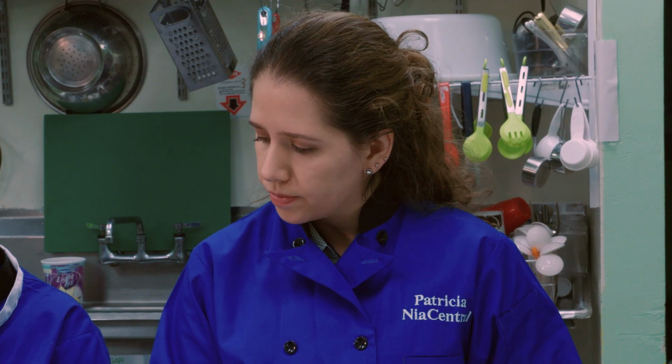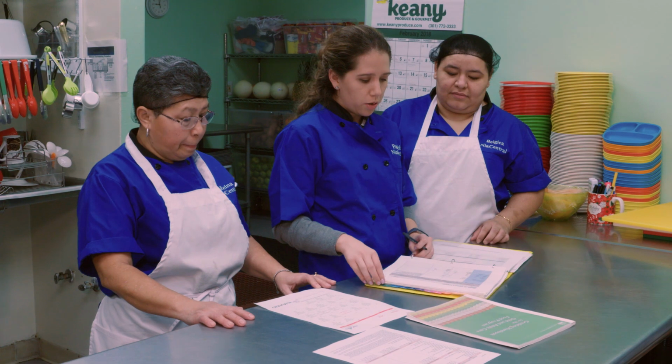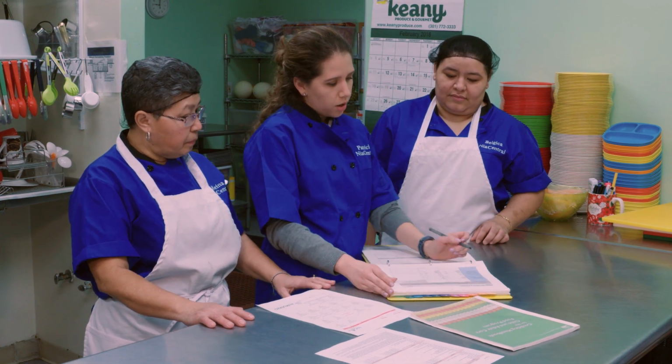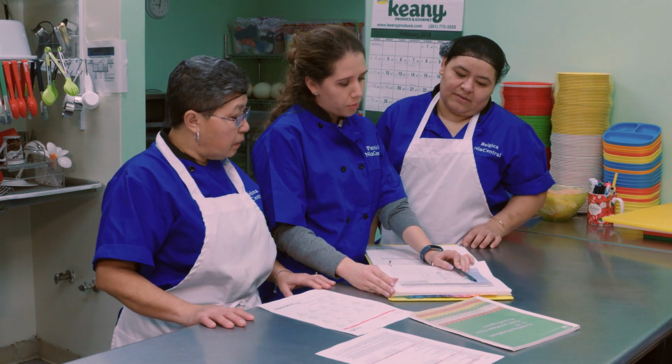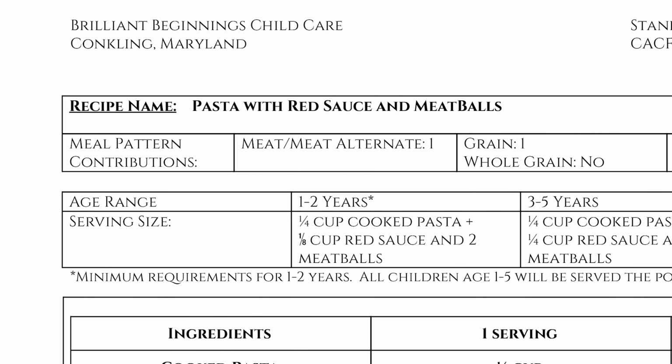What will compliance staff be looking for in a standardized recipe? The state of Maryland does not have a required standardized recipe form, but there are several recommended and required components of standardized recipes. A standardized recipe is always a written document, and it should include the name of the recipe, and the name of the recipe should match how the item is listed on the menu for the meals that are served at the child meal location.